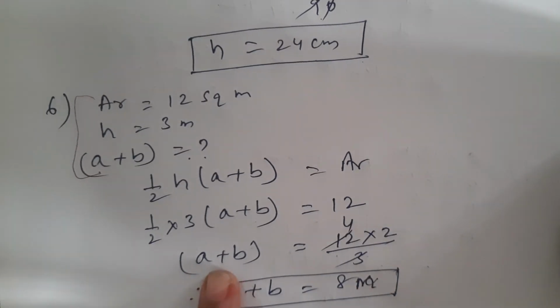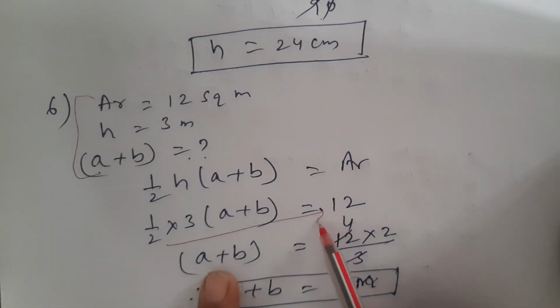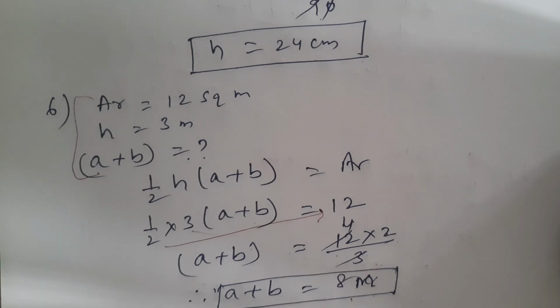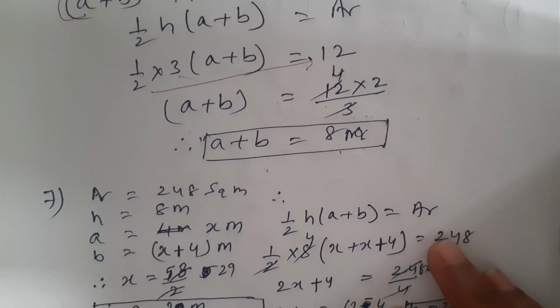Now to find a plus b, as I told, we'll have cross multiplication. So we'll multiply 2 with 12 and we'll divide it by 3. So 2 multiplied by 12 divided by 3. 3 4s are 12. Now 4 2s are 8. So sum of parallel sides is 8 meter. Now let's start with 7th question.